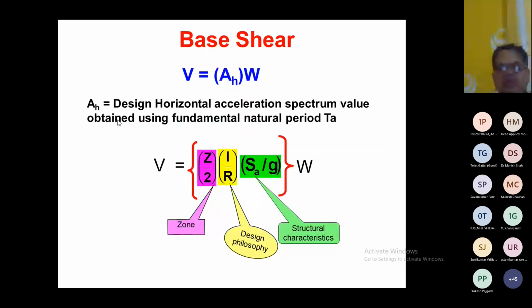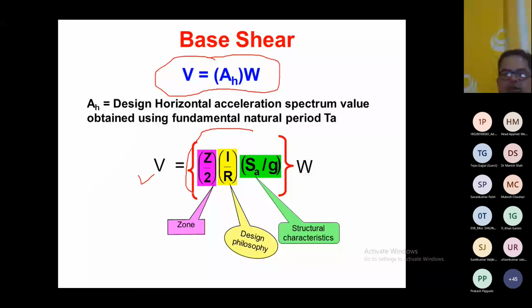So how will we calculate the base shear? For the base shear, we have an equation: V, the base shear, is equal to AH into W. AH is the design horizontal acceleration, right? So this base shear is a multiplication of AH into W, and this AH is comprised of this part: Z by 2, I by R, SA by g.